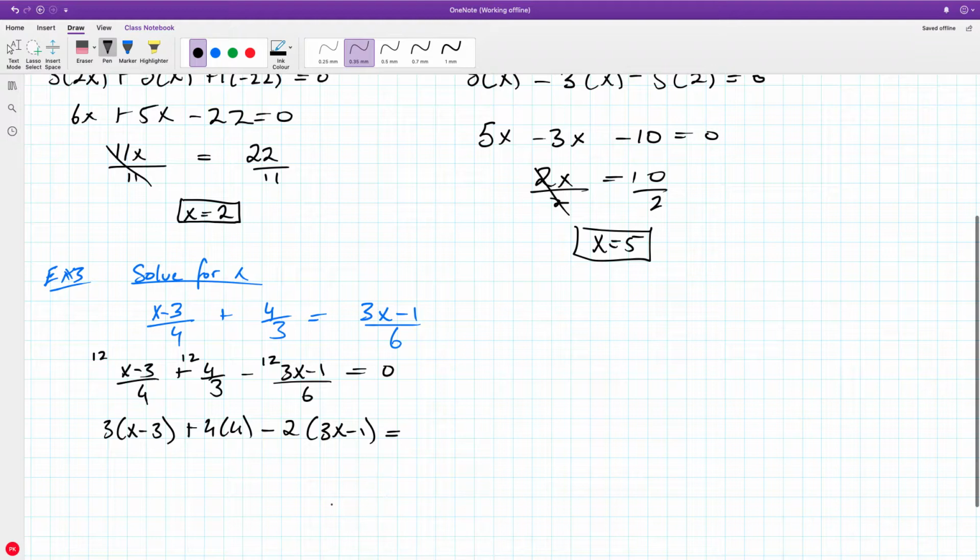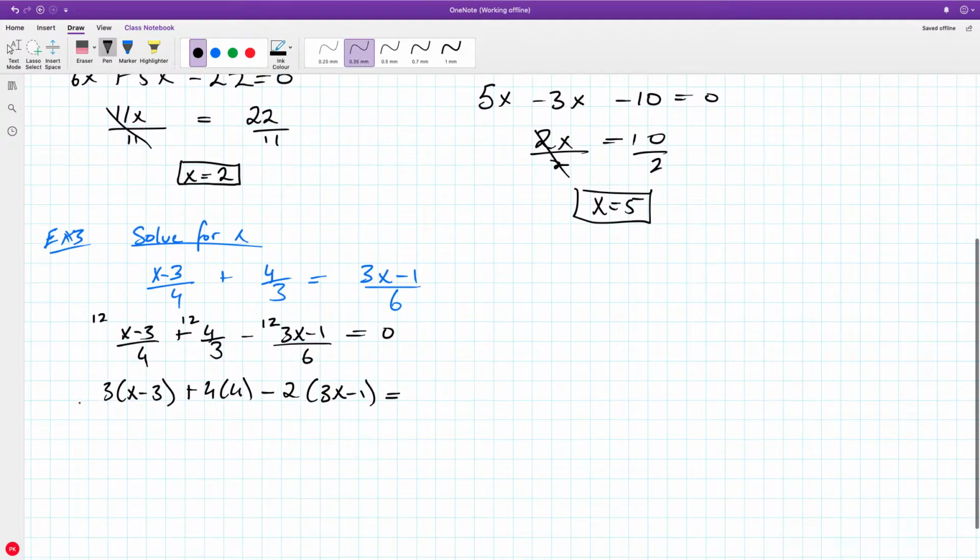I presume it's a 6. Yeah, you took the question down wrong, that was a mistake. 3 by x is 3x minus 9 plus 16 minus 6x plus 2 is equal to 0.